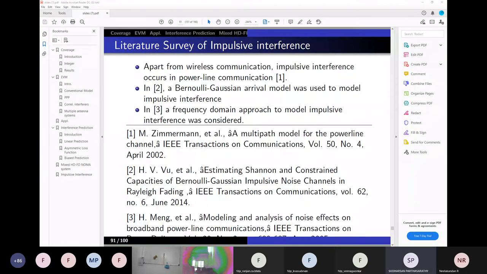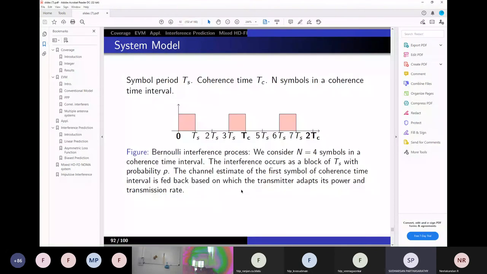The interference process model is called the Bernoulli-Gaussian model. Gaussian comes in from the fact that the power it takes is Gaussian distributed, like in your AWGN, right? The noise power is basically Gaussian distributed. So here also the power it takes is Gaussian distributed. So next slide, slide number 93.